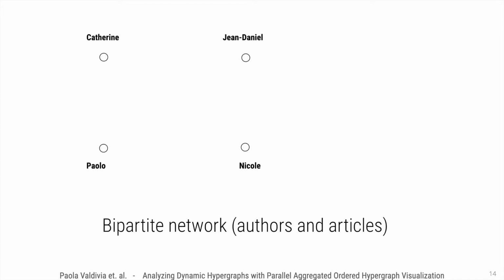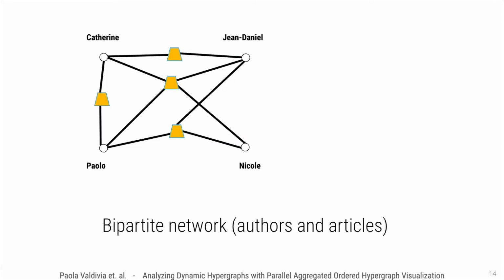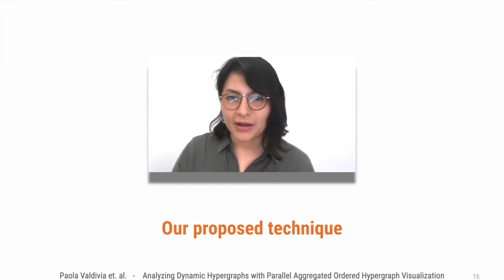Another way of visualizing hypergraphs is by using a bipartite network, where a different encoding is used for each type of node. In this case, the nodes are authors and articles. But let's now describe our proposed technique to visualize hypergraphs. And later we'll see what is the advantage over the other representations.